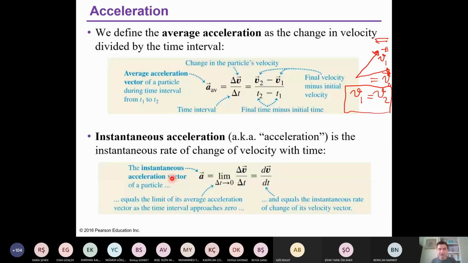So now let me continue with the instantaneous acceleration vector, which is given by the limit as delta t goes to 0 of delta v over delta t, or the time derivative of velocity. Again, what do you see here? This is a vector, and it has both components, magnitude and direction. So if either the magnitude or the direction changes with time, then you have instantaneous acceleration. Don't forget this one.